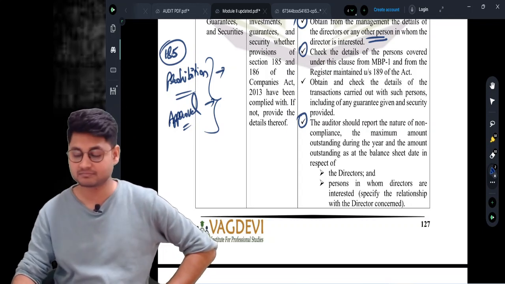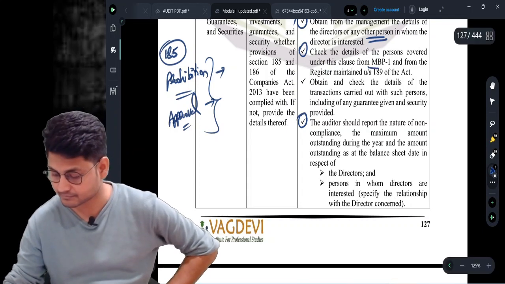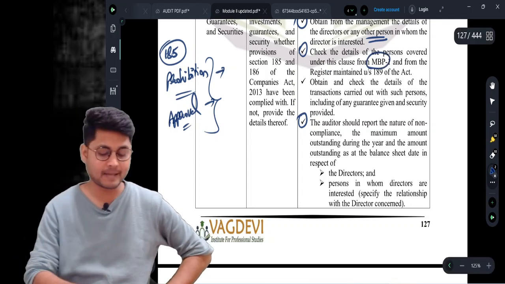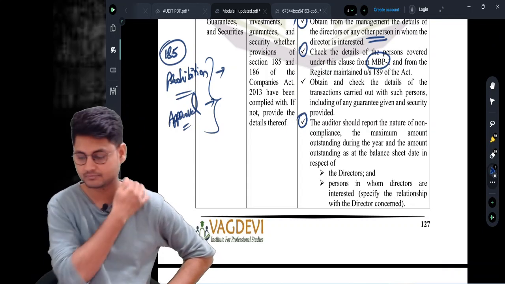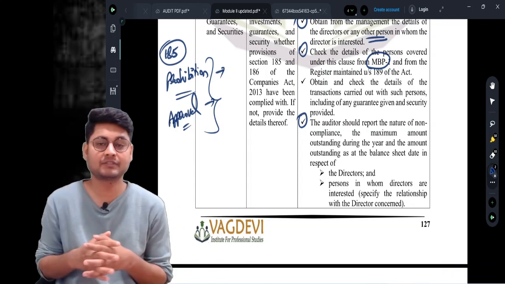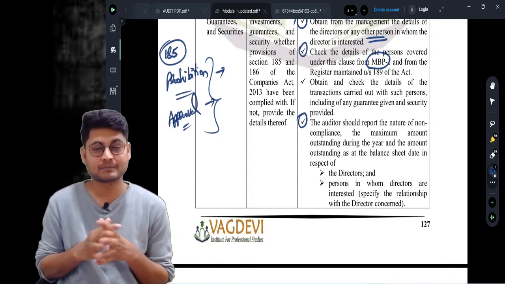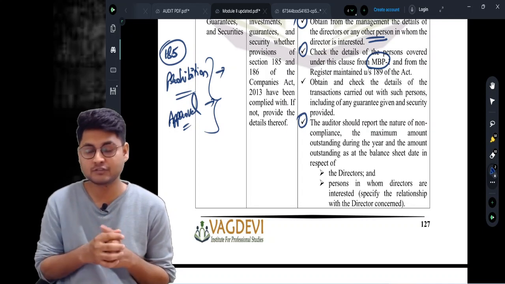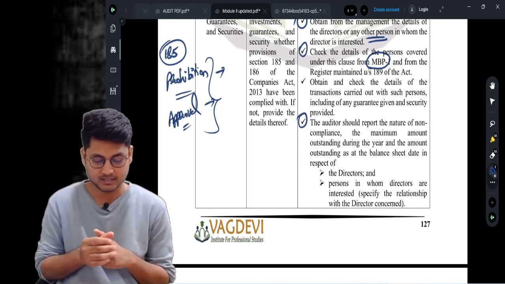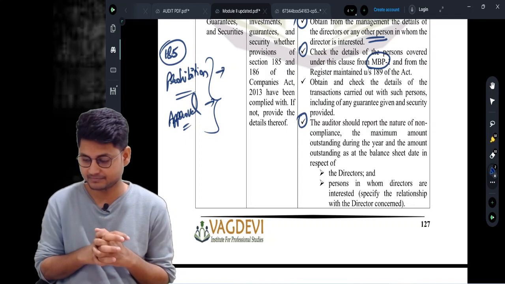Check the next point. Check the details of persons from MBP1. It is the form in which you can find the details relating to those particular persons. So check the details of persons covered under this clause from MBP1.